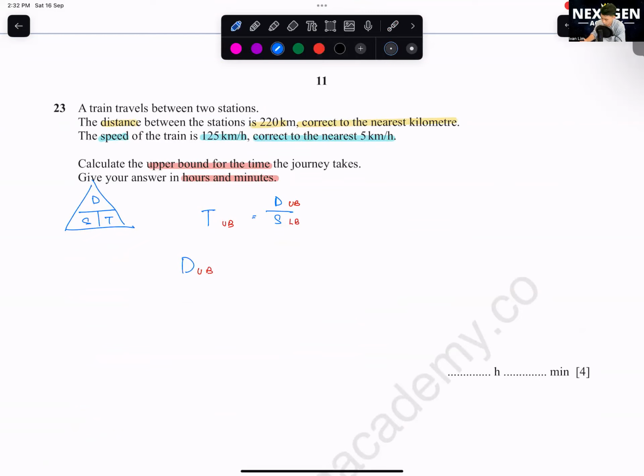Upper bound for distance, 220, they say to the nearest kilometer, so you plus 1 over 2. So you get 220.5 km. The speed, lower bound, you get 125. They say correct to the nearest 5 km per hour, so for the lower bound you minus, you take whatever the unit is, 5 over 2. So you get 122.5 km/h.